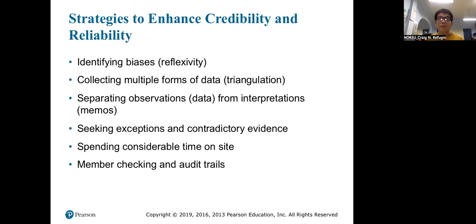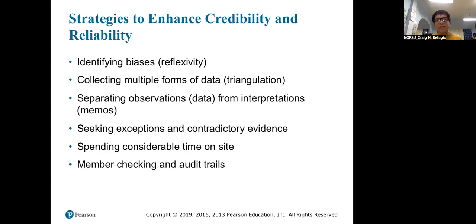So identifying the biases, reflexivity, identify those. Collecting multiple forms of data, we call that triangulation. And take note, when we say triangulation, it does not mean that there are three sources because of the word triangulation. But if you collect data from multiple forms of data, three forms, four forms, that is part of triangulation. Separating observations, data from interpretation memos. So take note, no? Observations are different, interpretations are also different.